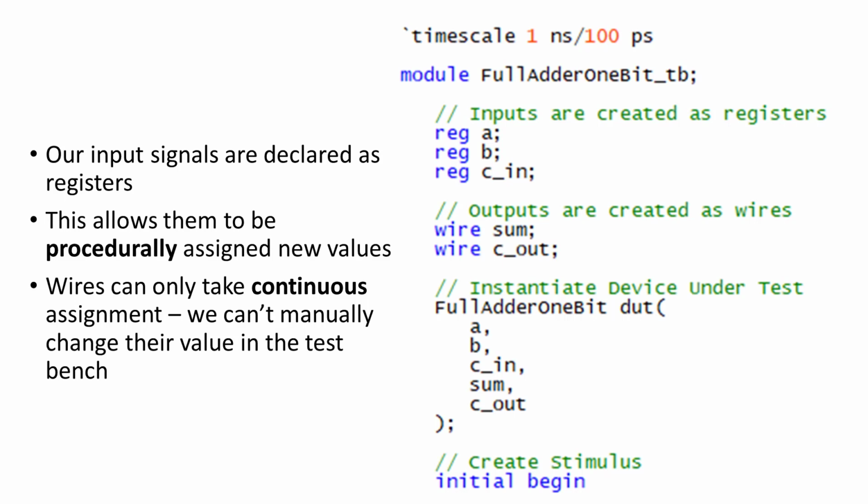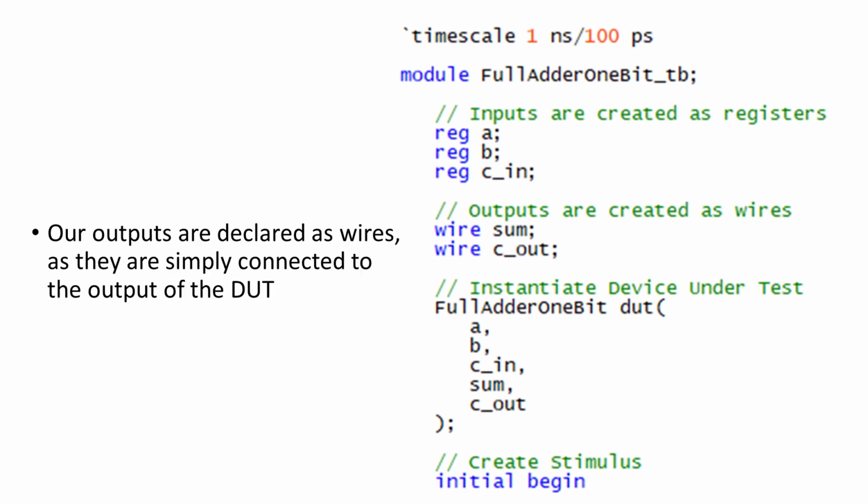Wires, on the other hand, can only take continuous assignment, so they remain attached to whatever you connected them to at compile time. While their values may change as a result of changing signals in the circuit, we can't directly drive them with specific values or manually set them in the test bench. This makes wires perfect for our output values. We only want to see the results of the test vectors. We don't need to directly drive them from the test bench.